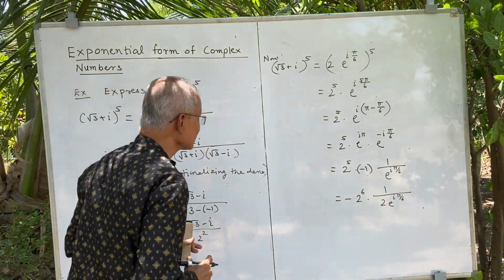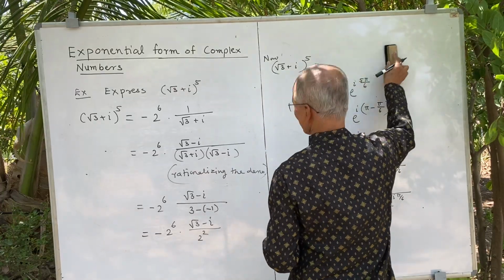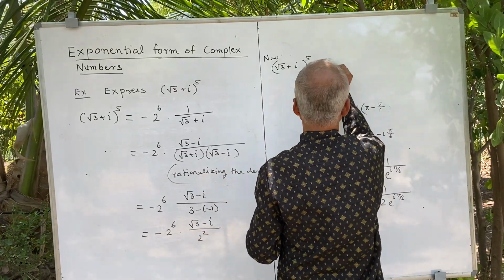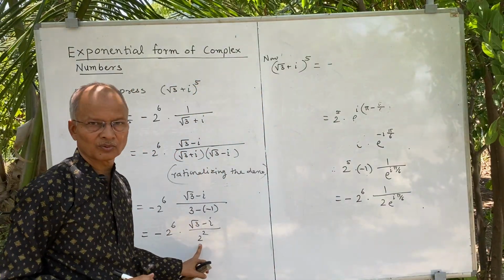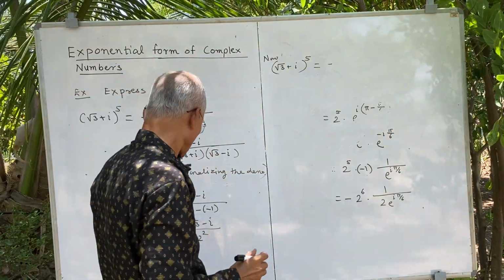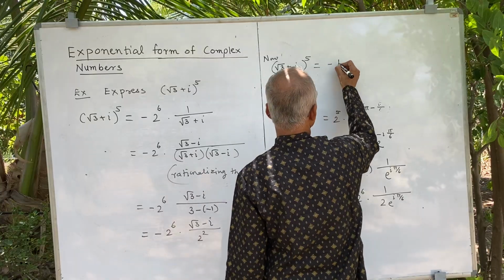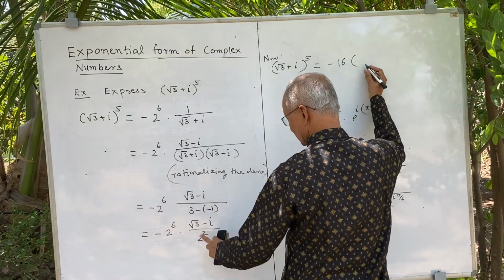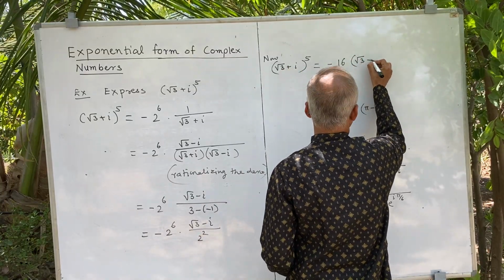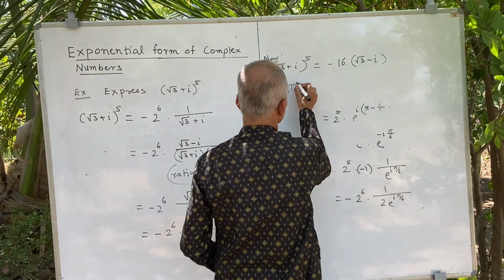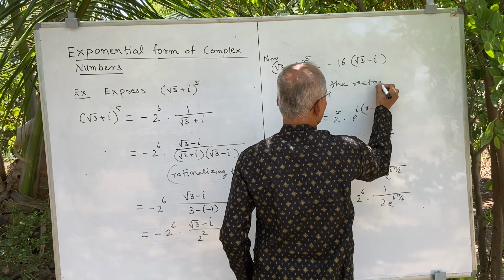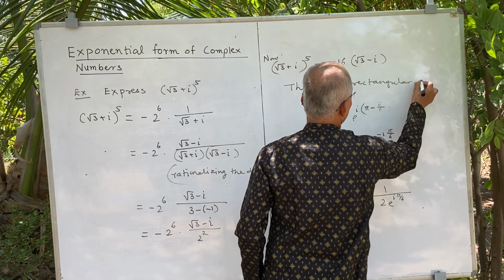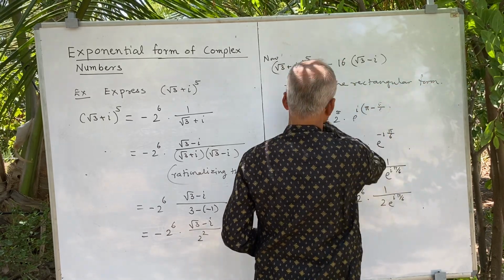And thus the final expression will be minus 2 raised to 6 divided by 2 raised to 2, that is 2 power 4, and 2 power 4 is 16, into the bracket root 3 minus i. This is the rectangular form of this complex number.